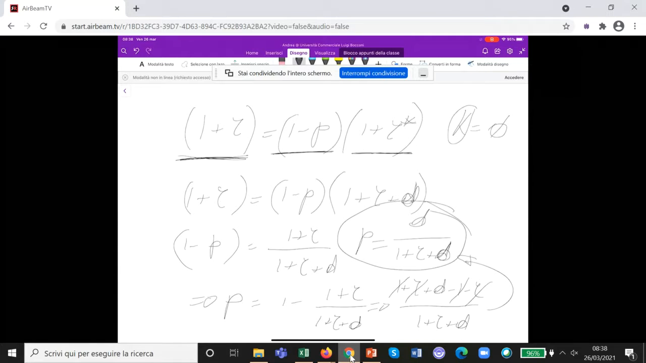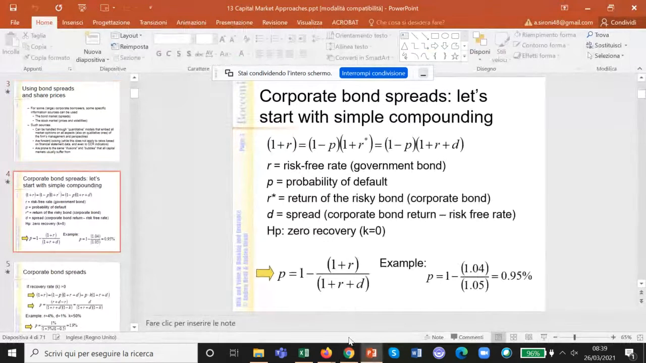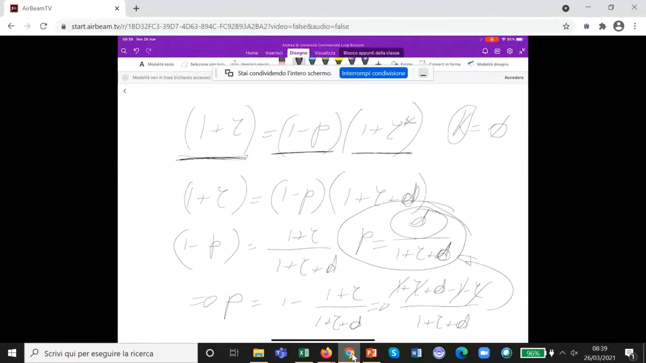So this equation is basically telling us what would be the implied probability of default given the spread of a risky bond, okay? Which is basically the equation that you have here. As an example, if the risk-free rate is 4% and the risky rate is 5%, then the probability of default would be 0.95%, okay?